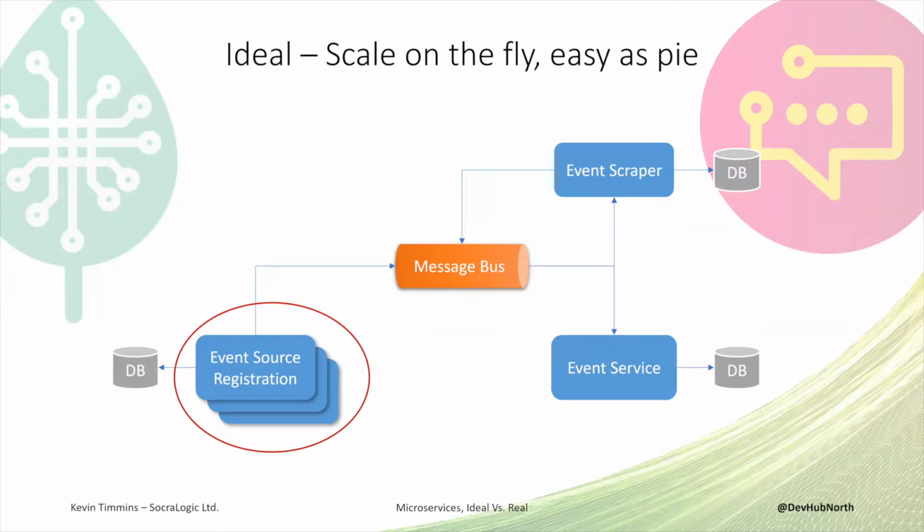So here you can see we've got the event source registration, and the idea is that lots of people are suddenly registering events that they're interested in, and so we'd just be able to scale that. That's the ideal anyway. It's quite an interesting ideal, this one. It's got some interesting side effects that we're going to talk about in a little bit.